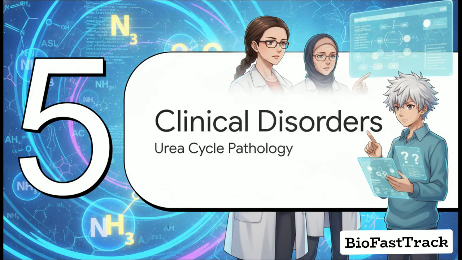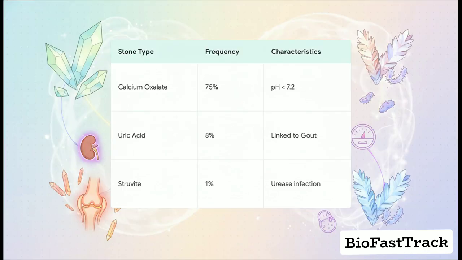Fascinating stuff. All right, section 5, clinical disorders. Let's quickly break down the 3 main types of stones you absolutely need to memorize. First, calcium oxalate stones. These are by far the most common, making up about 75% of cases, and they typically form when urine pH is acidic, so under 7.2. Next, uric acid stones. These make up about 8%, also forming in acidic urine, and they're heavily linked to gout, which is where uric acid crystals painfully accumulate in the joints.